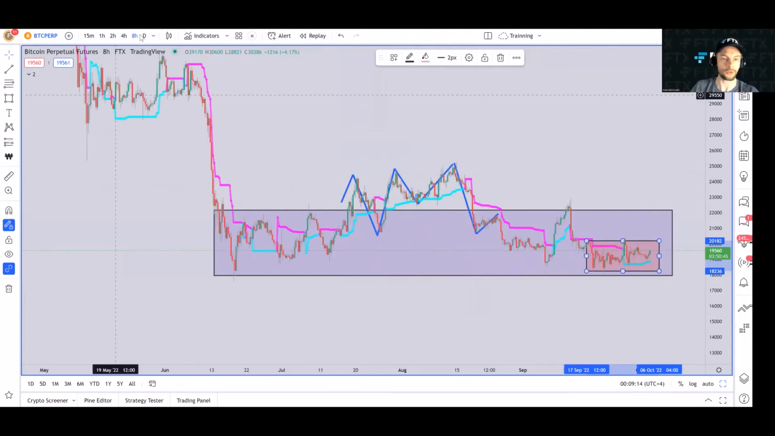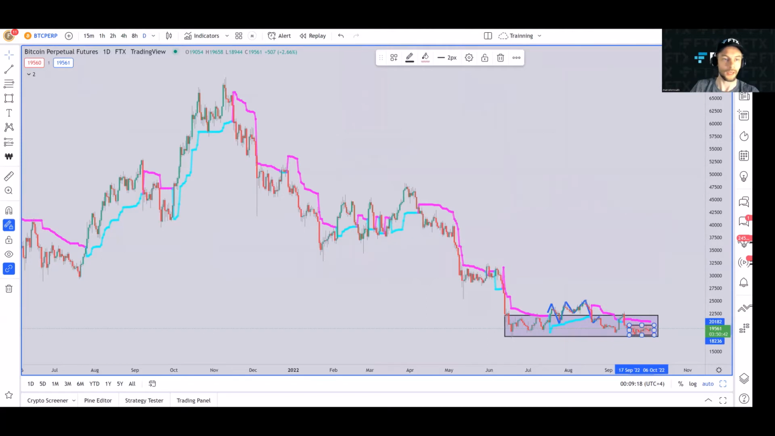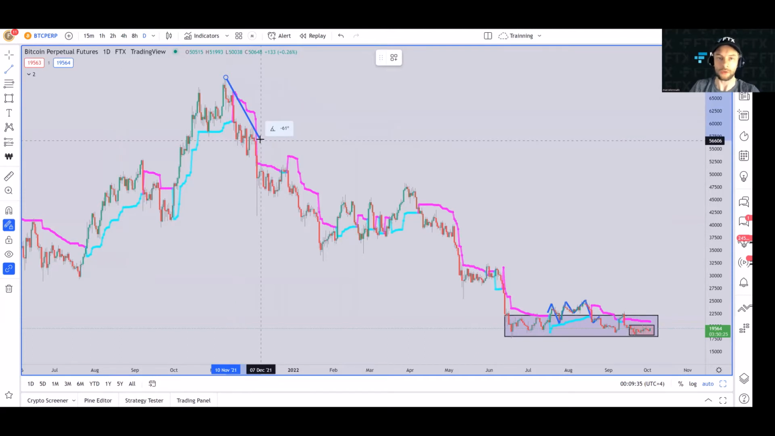Let me actually put the daily chart here. And this is the all-time high around 69,000. So let's place a trend line towards the lower lows here, to see where we can come up with this trend line. I won't go further into details on how you plot the trend line.